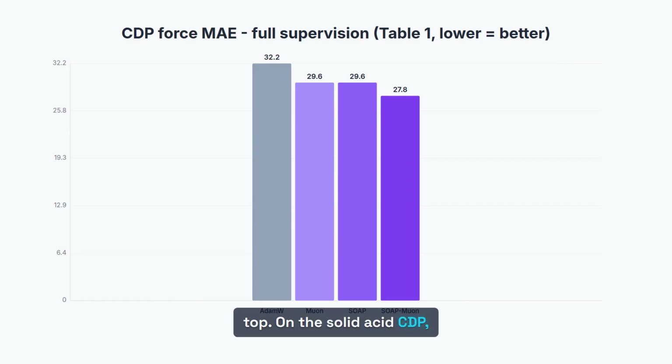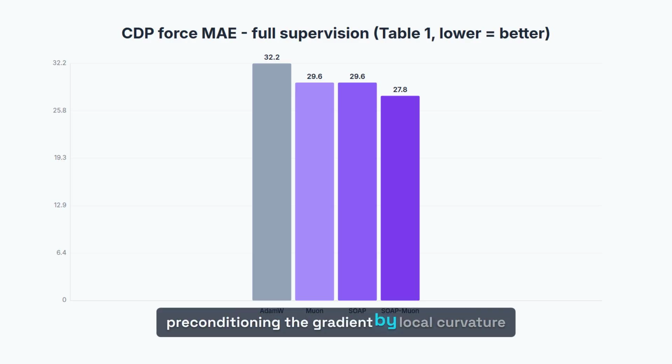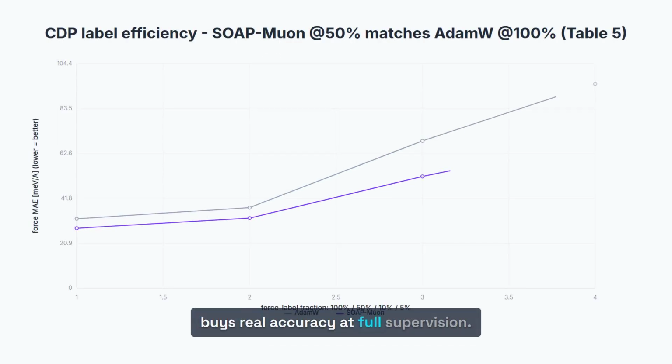On the solid acid CDP, full energy plus force training, force error, lower is better. AdamW sits at 32.2. Muon and SOAP both reach 29.6. SOAP Muon wins at 27.8, a 14% cut. The matrix structure, preconditioning the gradient by local curvature, buys real accuracy at full supervision.